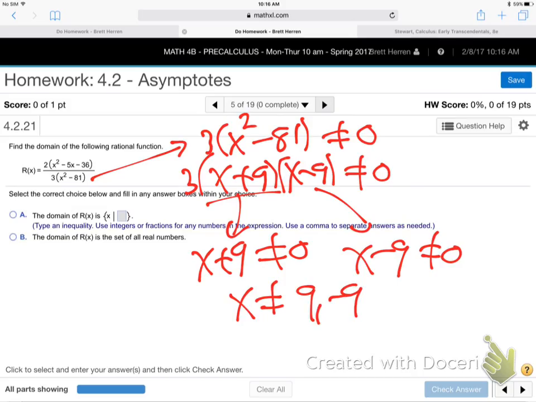Easy enough? Now, I don't know if you're thinking what I was thinking. I was looking at the top, and I was thinking you could factor that top, and maybe something will cancel. And then I realized that doesn't matter. Even if something does cancel, you still cannot plug in 9 or negative 9, because that does make the denominator 0. So let's try this one.